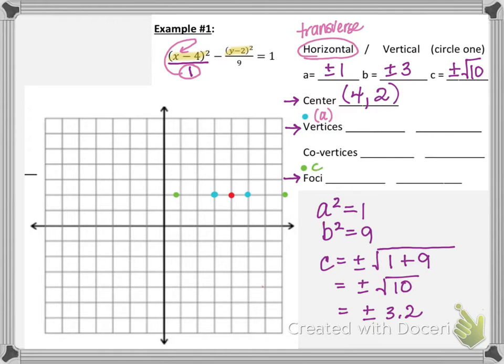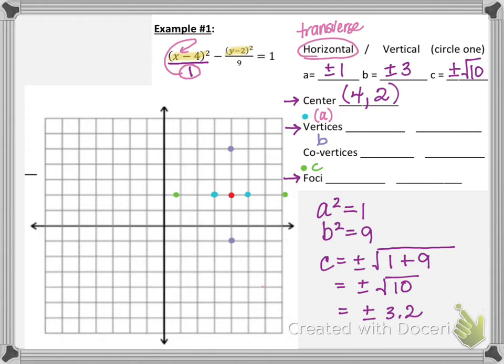Co-vertices, those are dependent on our b value. Okay, they depend on the b. So let's go use that now. So b said to go up and down 3 from the center, so the red dot, 1, 2, 3, and 1, 2, 3. Okay, so we have all these points.